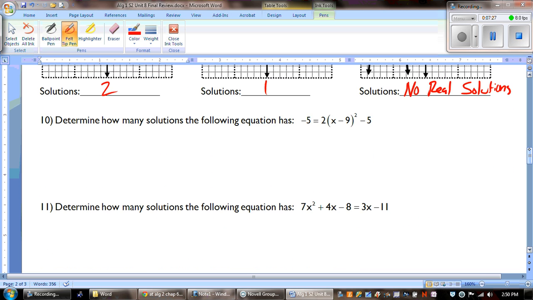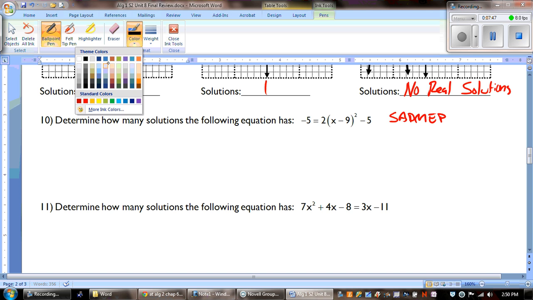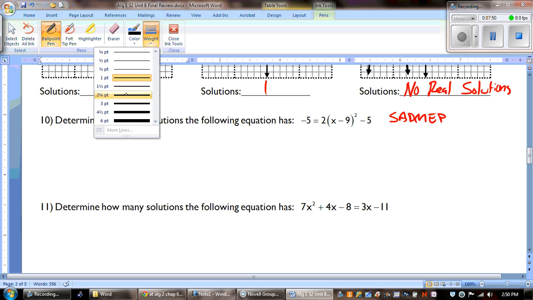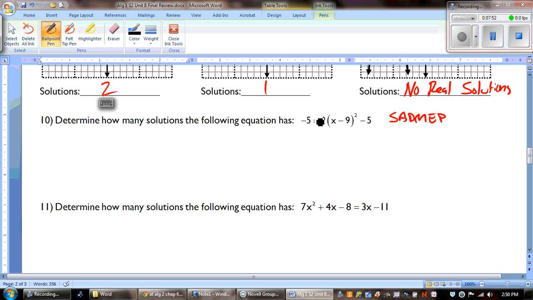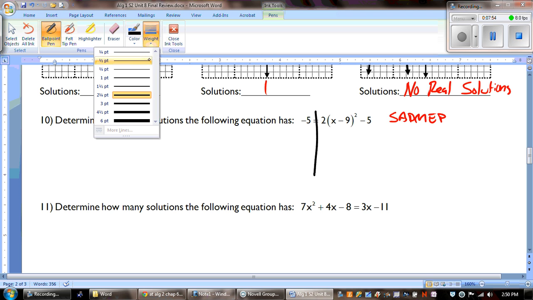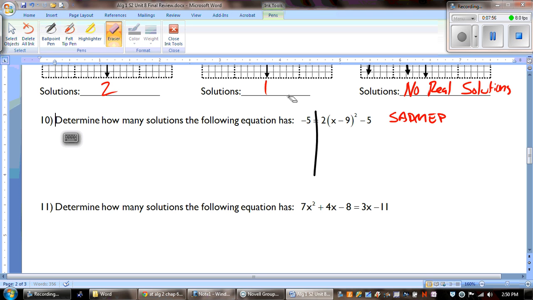All right. So determine how many solutions the following equation has. Now, when we do this, what we want to do is we want to solve for x. And when we solve for x, we're going to use SADMAP. Okay? So let's go ahead and do that. I'm going to draw the line down the middle. Oh, that's too thick. Let's see if this looks better.